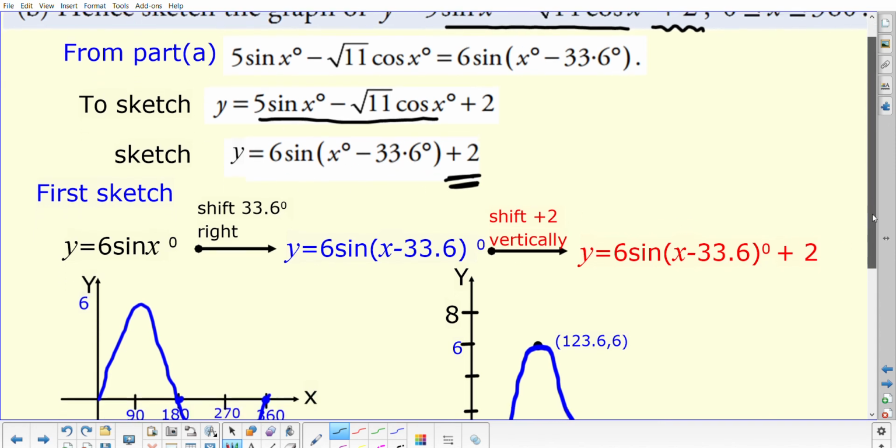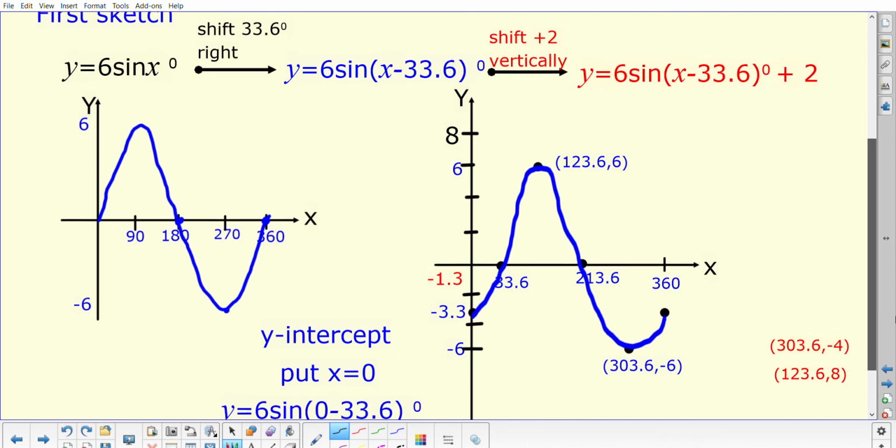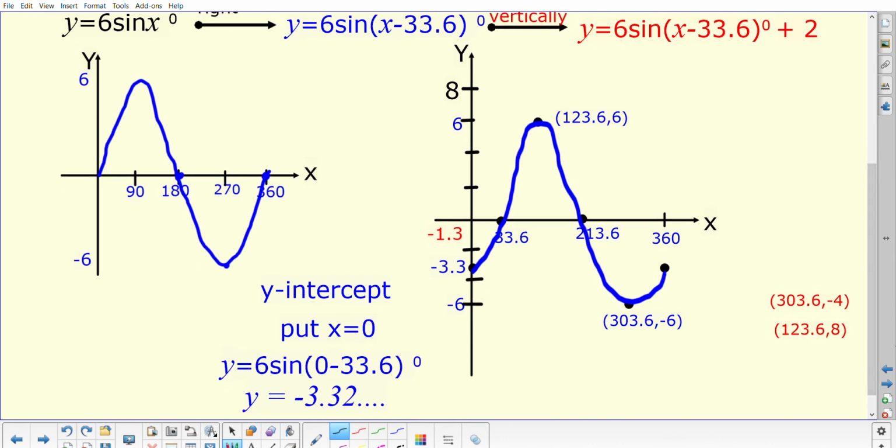Now I would do this in stages. So I would tend to, as I say, do the 6 sine x for yourself so that you can remember or identify what the key points are. So where all the turning points are on this graph. So like at 90, 6, and also at 270, minus 6. So what happens when you shift to the right and you're shifting with minus 33.6.